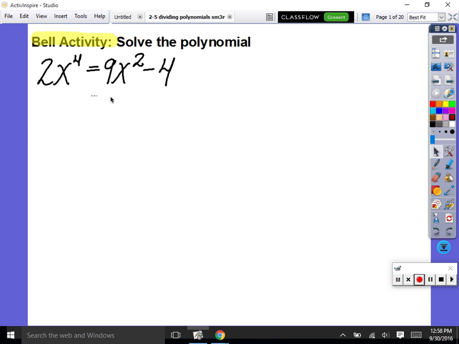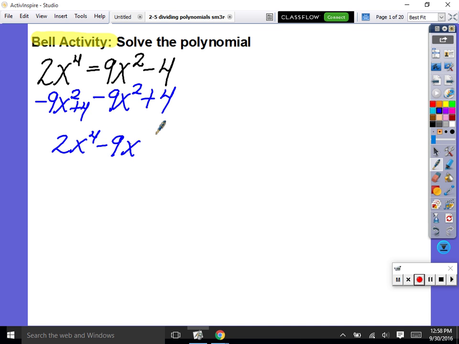So I would subtract, why isn't this writing? Come on pen. Subtract 9x squared and then add 4. And I'm going to do that all in one step. Is that okay with everybody? Does that confuse anybody? So over here we have 2x to the fourth minus 9x squared plus 4 equals, and those add up to be 0, equals 0.